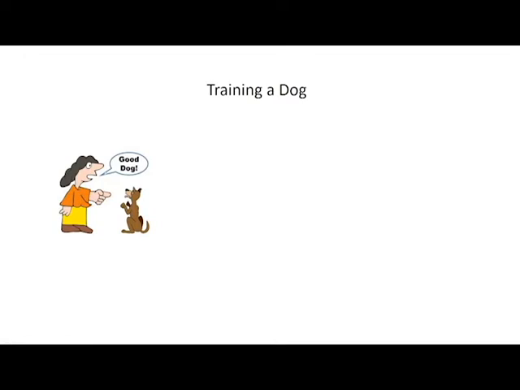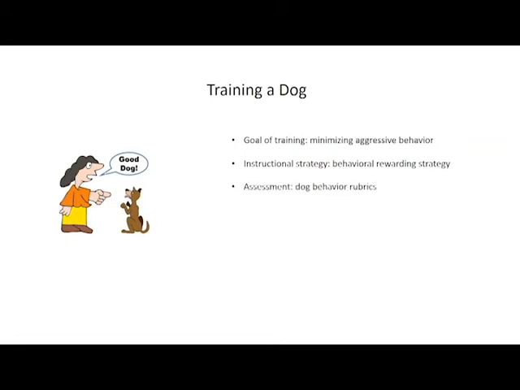Let's take a look at an example of training a dog. After instructional analysis and needs analysis, the instructional designer defined the goal of training, which is to minimize aggressive behavior of a dog. Based on analysis, the instructional strategy is selected. In this case, it's a behavioral rewarding strategy. The assessment is also defined using dog behavior rubrics to measure the progress or improvement.